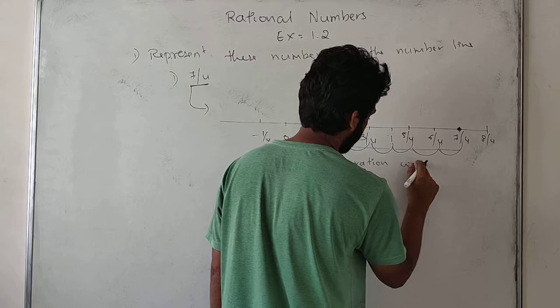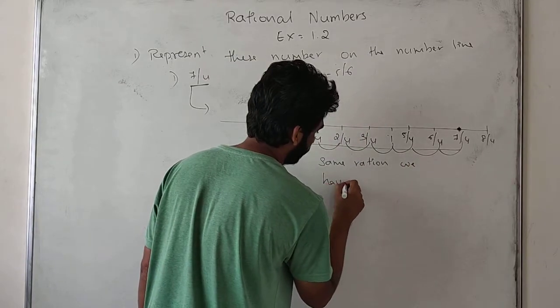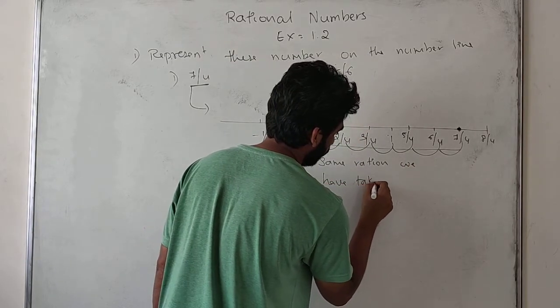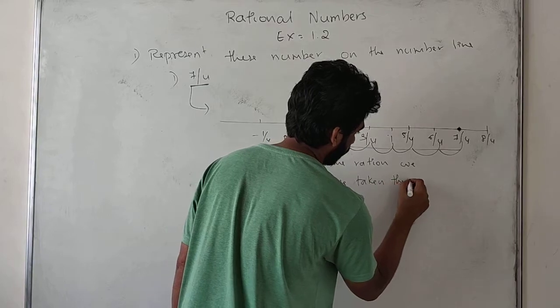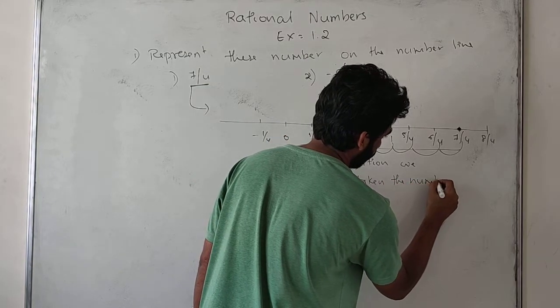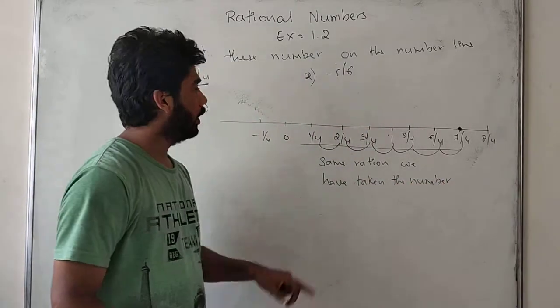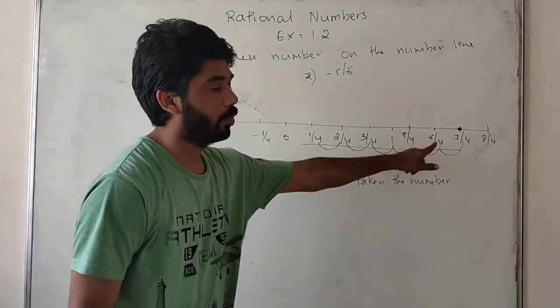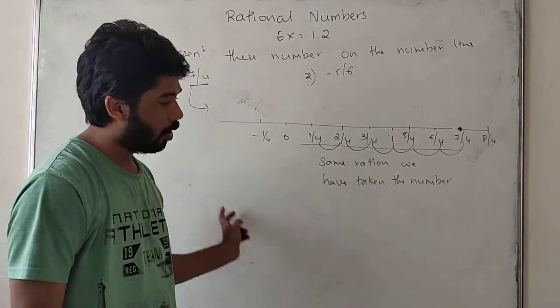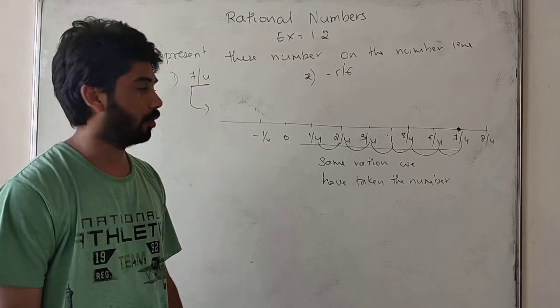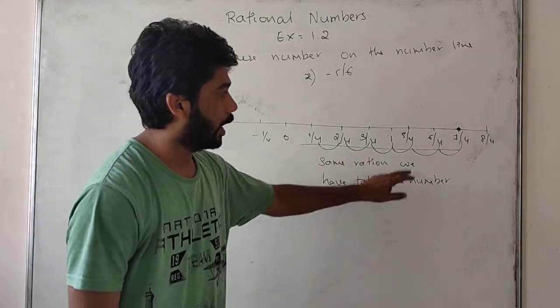We have taken the number. Same ratio must be there, then we can write in numbers. So in this way all the problems will be solved. It must be in the same ratio, then this works.